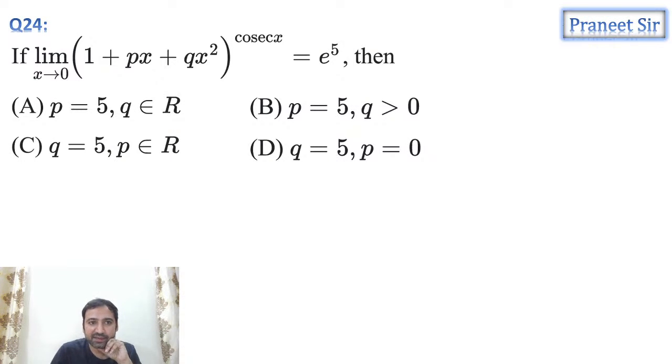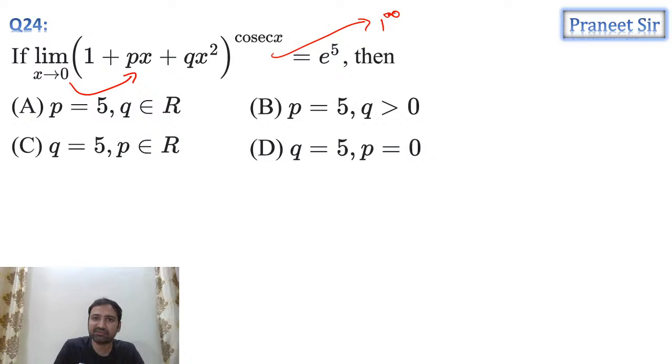This is the next question we have. Limit x is tending to 0. 1 plus px plus qx square whole power cosecant x is given as e power 5. Then what is the value of p and q? So when you substitute x equals to 0 here, cosecant 0 is how much, guys? Is it infinite? Yes. So are we getting 1 power infinite, guys?